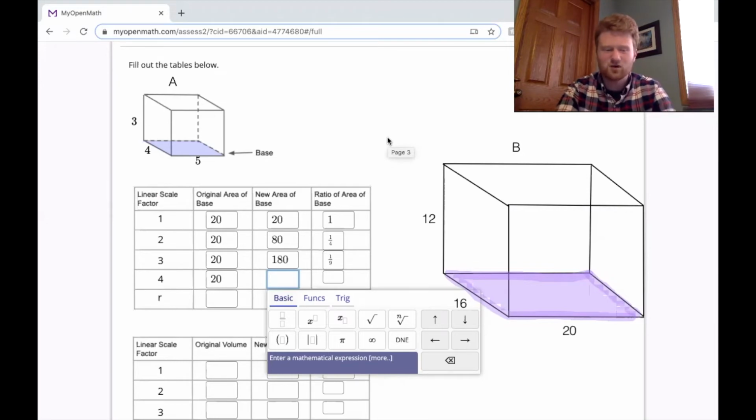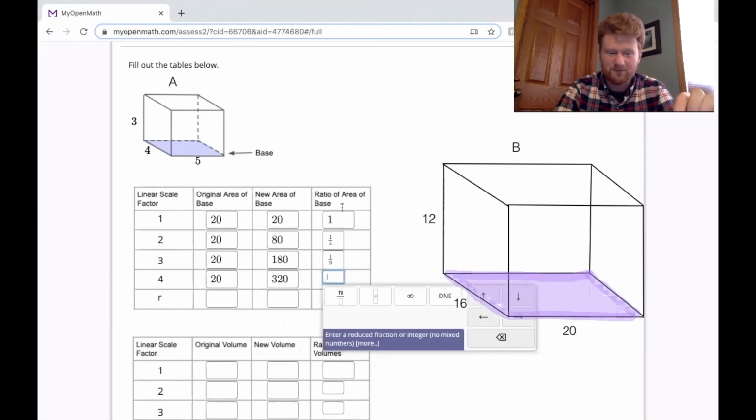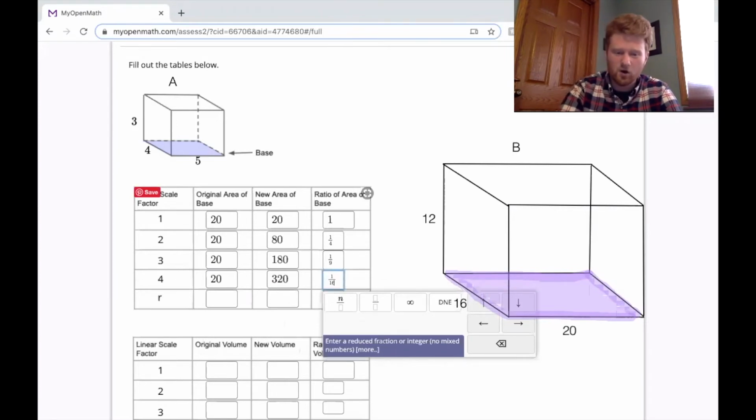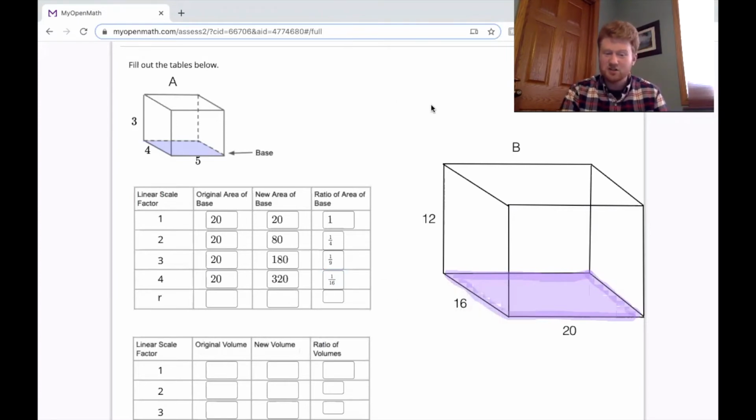So 16 times 20 will be 320. I'm just trying to explain a little bit of how I do the math process in case you want to know some more mental math tricks. But you get 320, which is a ratio of 1/16. So now I want you to think for a second on your own, pause if you need to, and look at the pattern we've developed here.